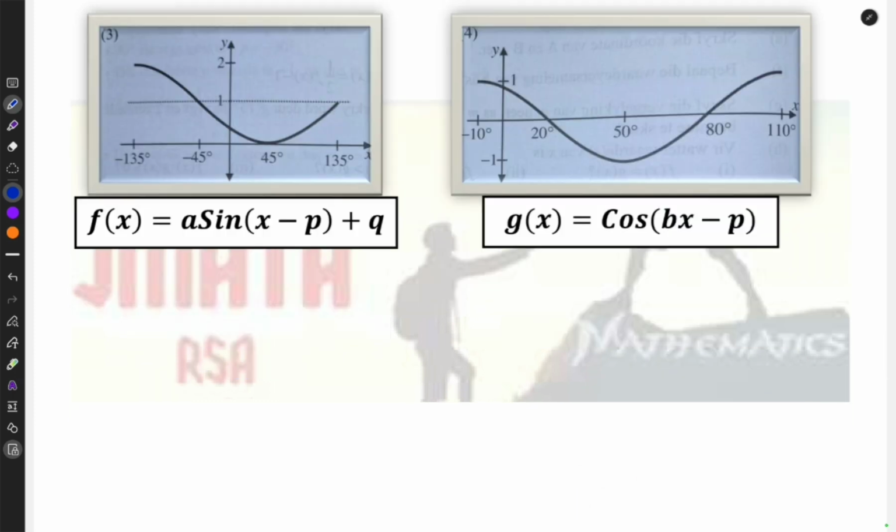Question 3, they clearly show me what they want. So let's look at the A value. I can see this graph, the middle moved a bit up. So I can immediately say Q is +1. And now I need to see what A is. So from the dotted line, it went 1 up and 1 down. So I can clearly see A is 1.